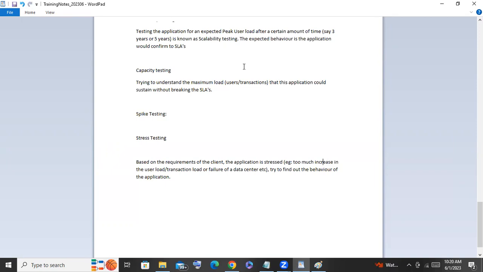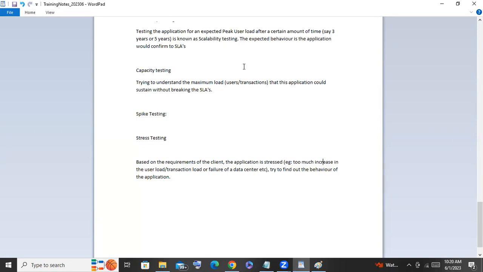So we try all the scenarios? Not all the scenarios. When you say all, it would be exhaustive, right? There is no way that you can complete all the scenarios, but it would be dependent upon what your client requirements are. Got it. So when they go for stress testing, they have something in mind.